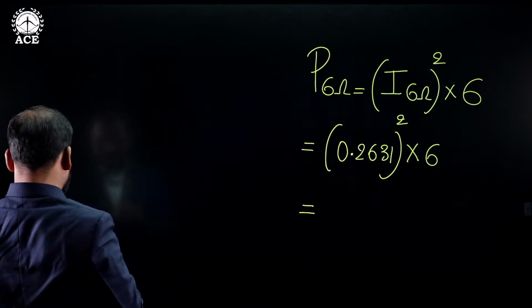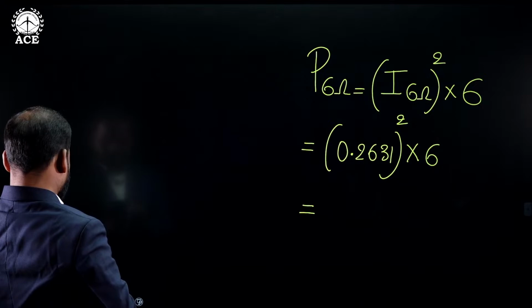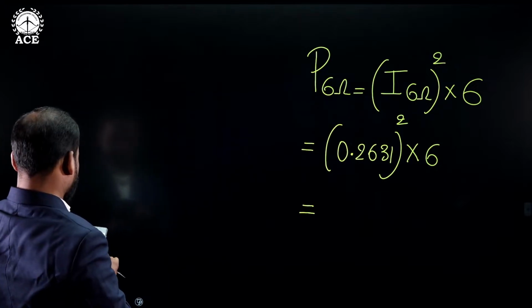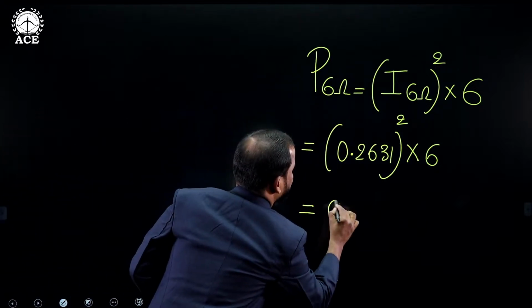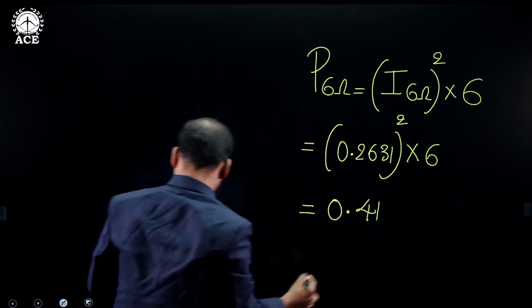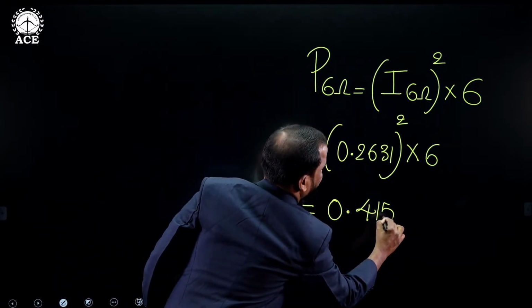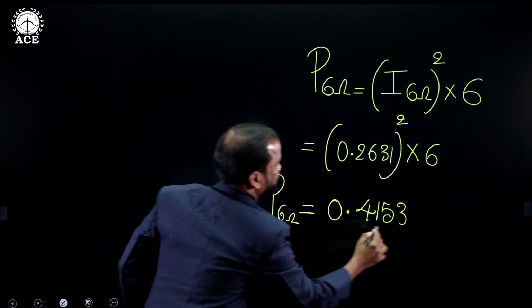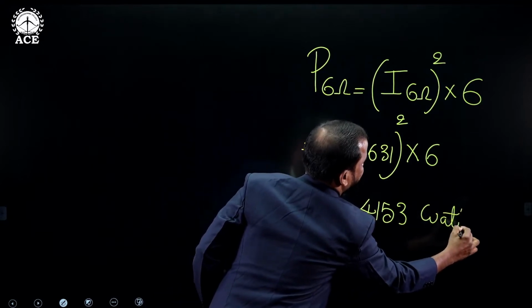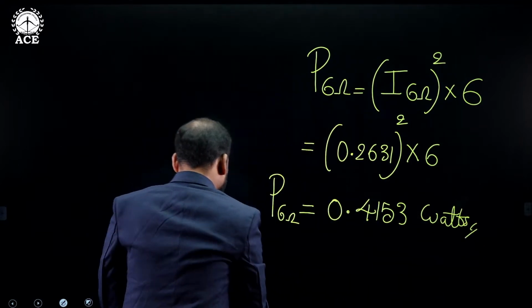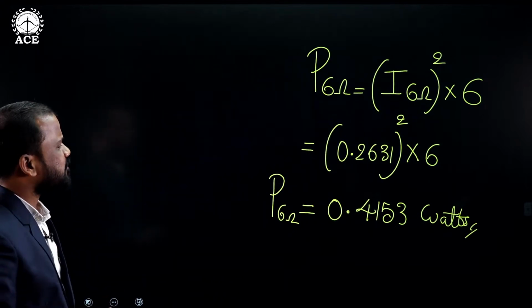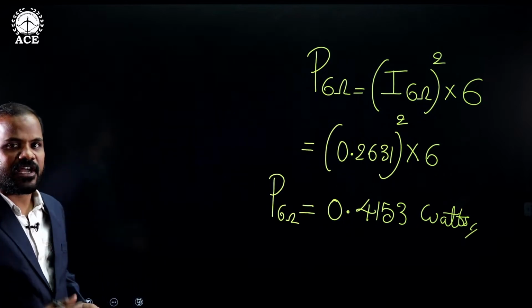So what is the value of this? 0.2631 squared into 6 gives the value 0.4153. So this is the power dissipated by 6 ohms, always in watts. So this is the power dissipated by the 6 ohm resistance in the given network by using Thevenin's theorem. I think you are clear.